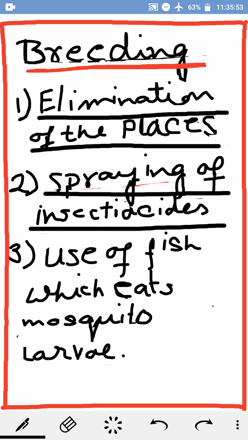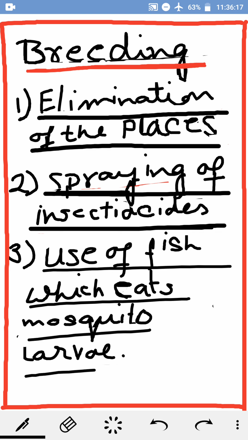So what do we do? We eliminate the breeding places. Elimination of the breeding places controls their number. Spraying of insecticides in the lakes and ponds from time to time should be done. So spraying of insecticides also controls their number. Use of fish which eat mosquito larvae: we can introduce this fish in the ponds or lakes.